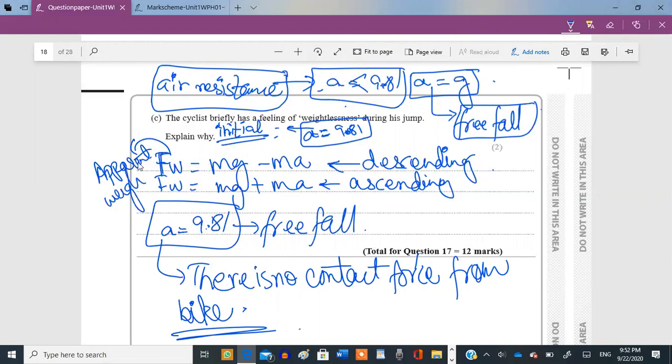The mg is your weight, the actual weight, and in ma, the a is actually the acceleration with which the person is moving, either up or down. Okay. In this case down, and in that case up.